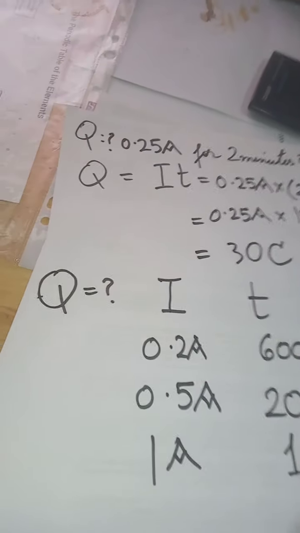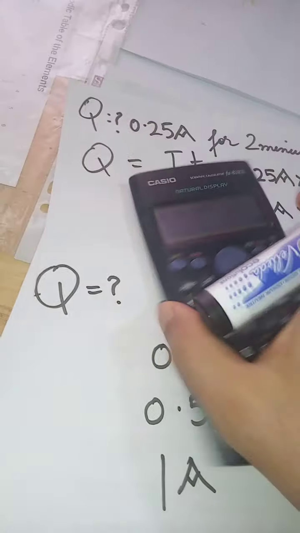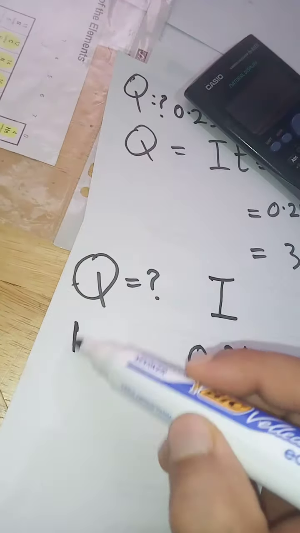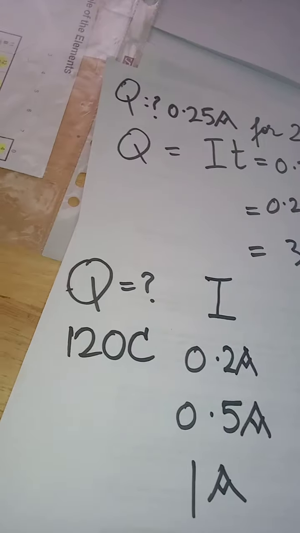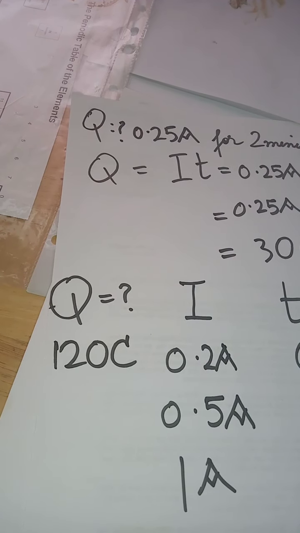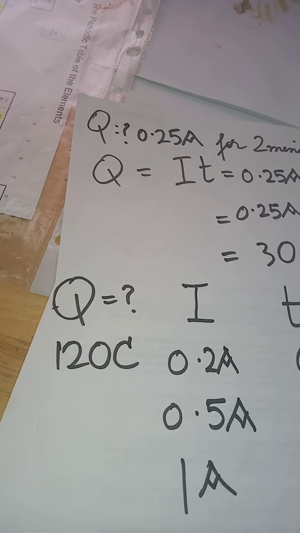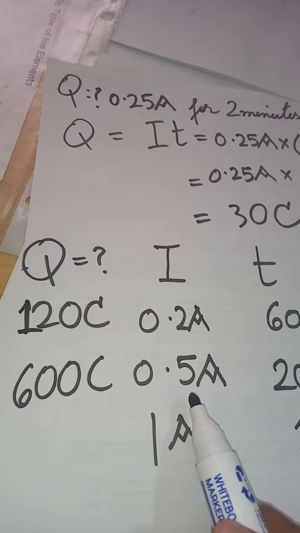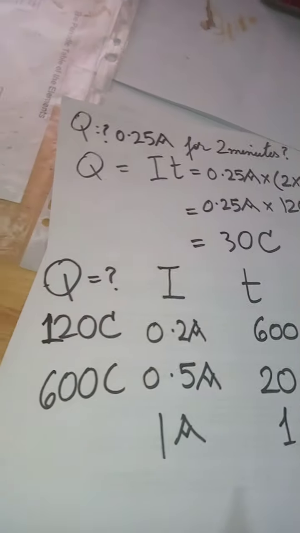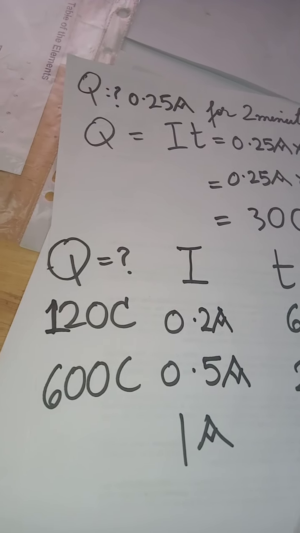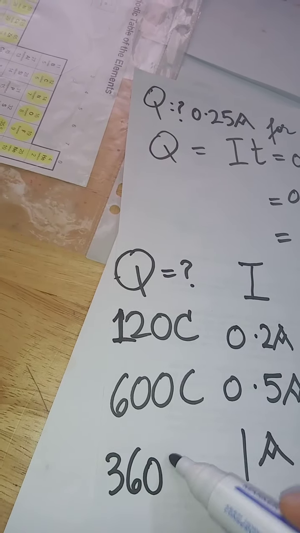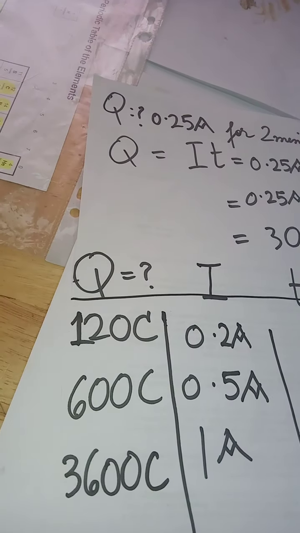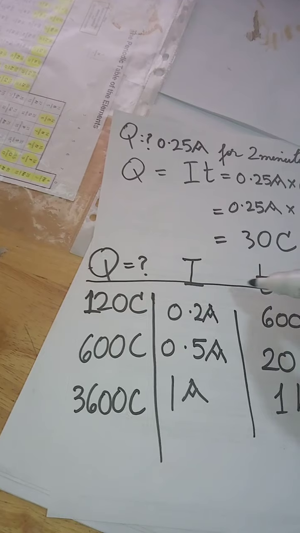So for the first one, it'll be 120 coulombs. For this one, it'll be 20 minutes times 60 times 0.5. That'll be 600 coulombs. So 0.5 times 20 times 60. And then for this one, it'll be 3600 coulombs. So I hope you understand. Sorry, yeah, so that's the table.